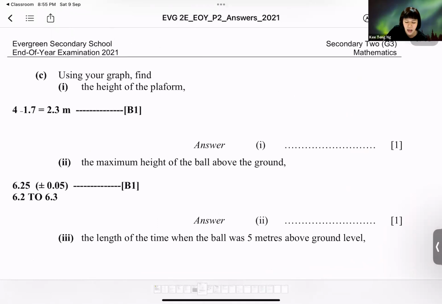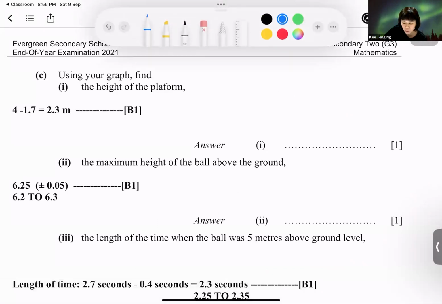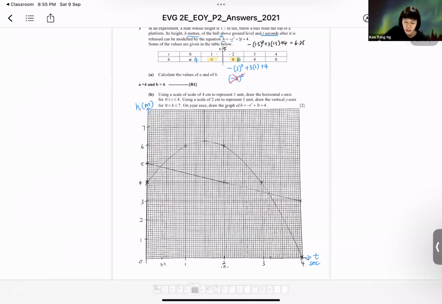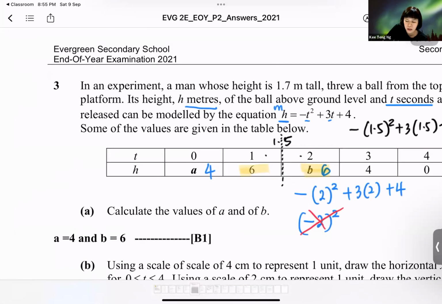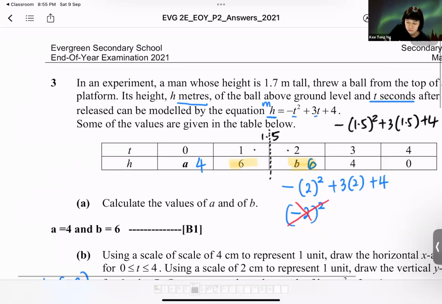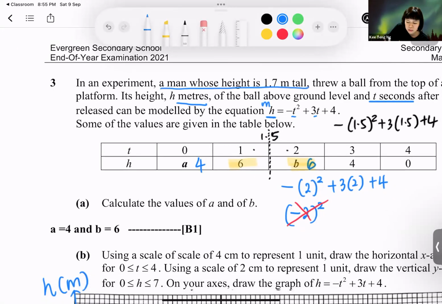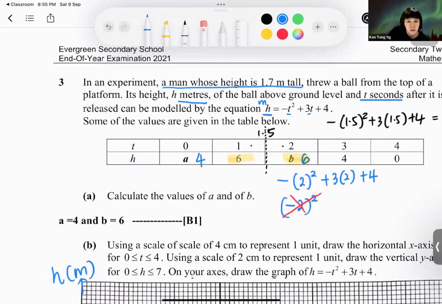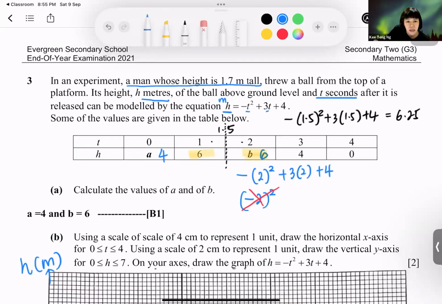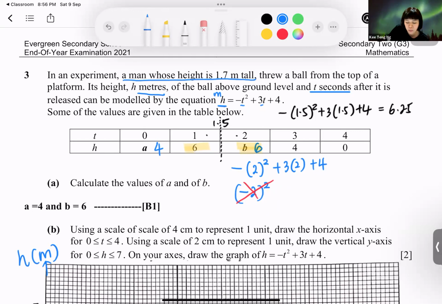Using a graph, find the height of the platform. Now, just now we were reading it, right? They gave you the height of the man. What do you think this is for? Okay, so it's actually to tell you certain things. Now, how do I know where's the height of the platform? At the start, at the initial, right, when time is equal to 0, the height of the ball is 4 meters above the ground level. But remember, this is your platform, but there's a human being that's standing at the top of the platform.